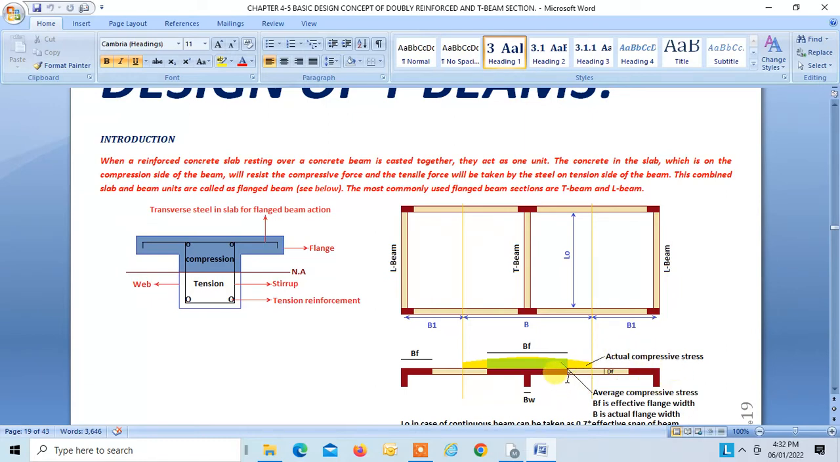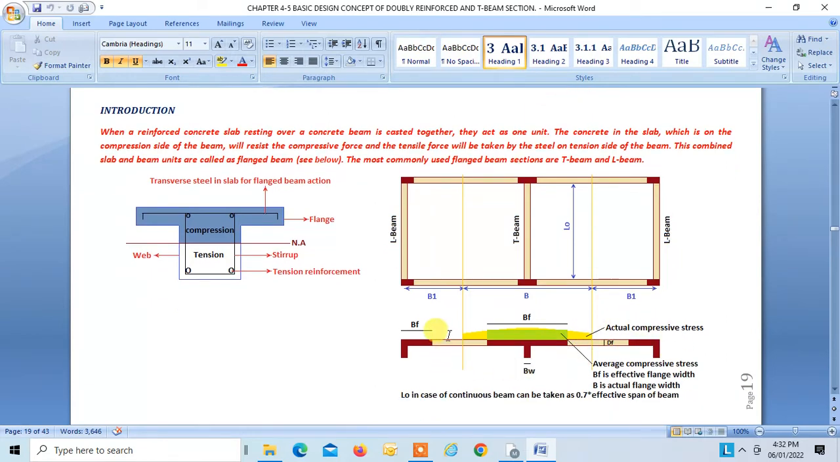We can see over here that the compressive stress is maximum at the midspan and minimum at the edges, and this is not uniform. So the code suggests to take a uniform stress. So you have to take an imaginary effective flange width. It has to be taken in such a way that the force due to this stress diagram should be equal to the force that we get from this stress diagram.